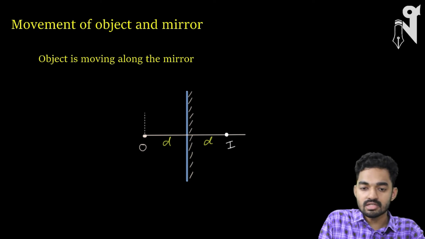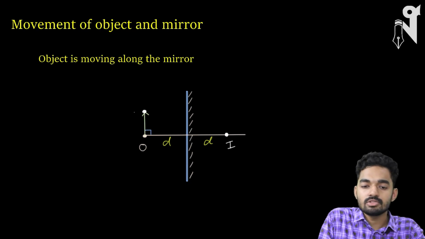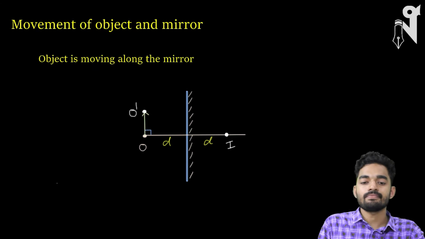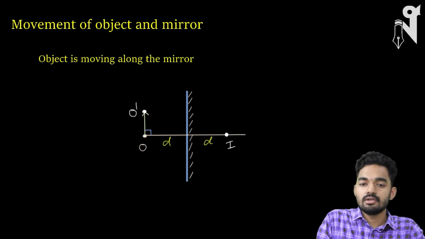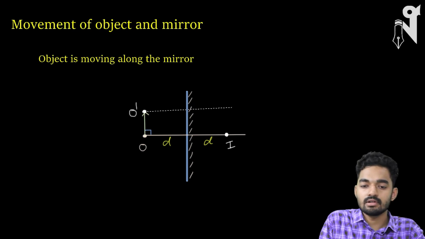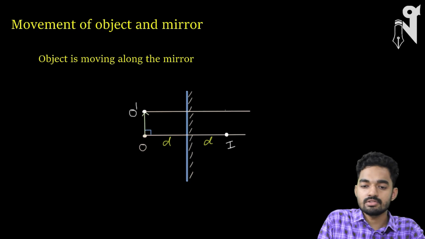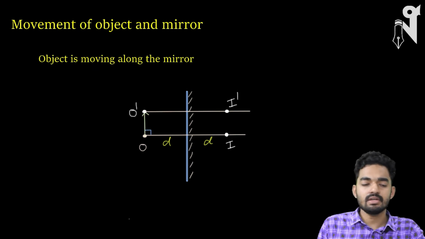I'm going to move this object along the mirror, so that will be in that direction. So this is 90 degrees, right? So I've moved the object along the mirror, and this over here is the new position of the object. Let's call it O dash. Now what about the image? Well, to find out where the image is, I'm going to draw a line again through O dash and perpendicular to the mirror like this, and I'm going to place the image over here such that the object distance is equal to the image distance. So this is the new image location I dash, right?